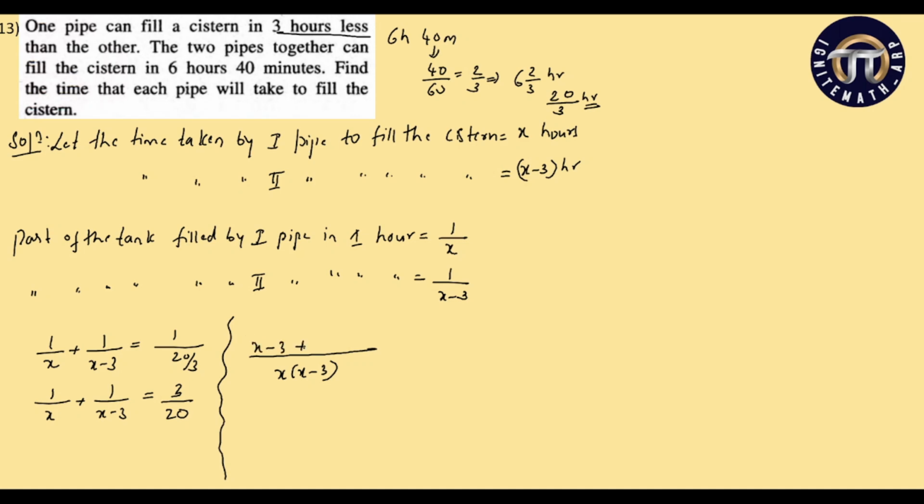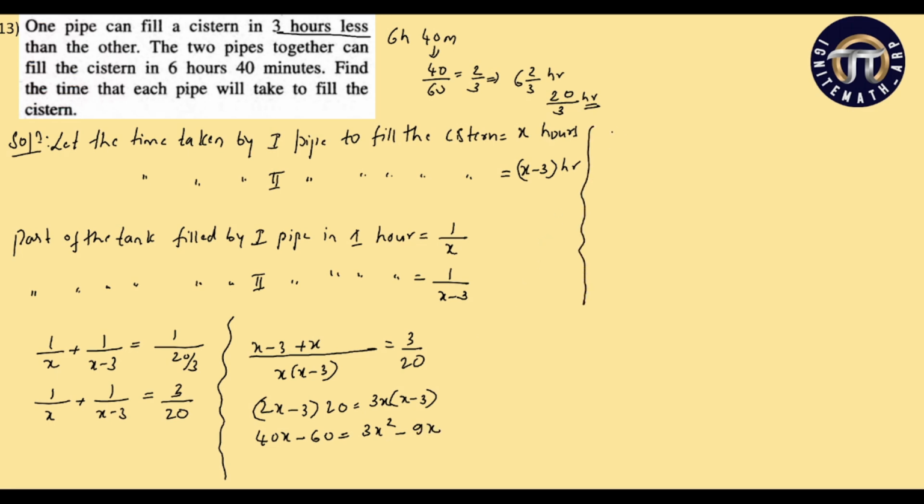When I take the LCM, so it is going to be like x into x minus 3 is equal to x minus 3 plus x over x into x minus 3 is equal to 3 by 20. So (2x minus 3) into 20 is equal to 3 into x(x minus 3). When I remove the bracket, 40x minus 60 is equal to 3x square minus 9x. Clear, children?